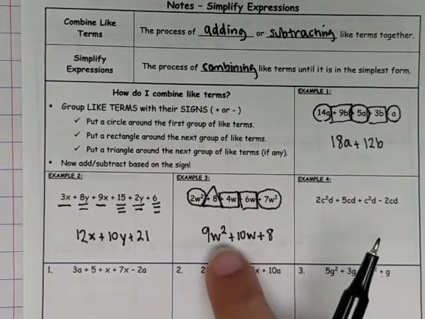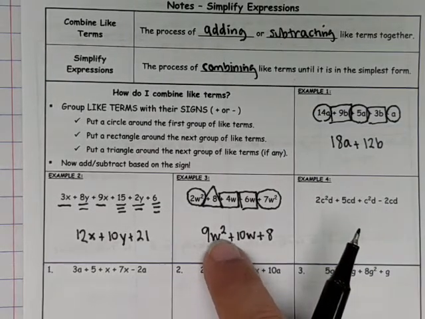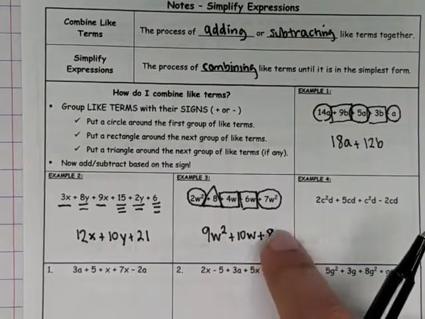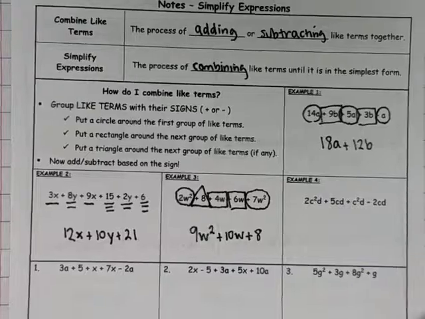Notice the order in which I put it. The one with the biggest exponent goes first, and then this one has the next exponent, and since constants don't have exponents, it has the least amount of power.